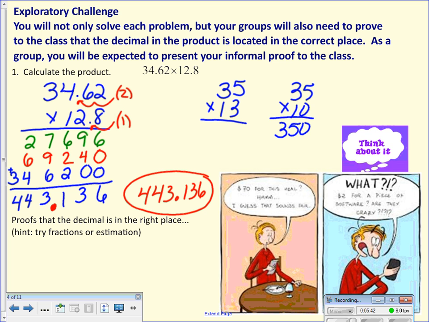Now, is this more reasonable? Is 350 in the same range as 443? Yes, they're not that close, but they're both in the hundreds. If it was 4,000 and then I got 350, those would not be reasonable. You could always convert your decimals to fractions and multiply, but that's still a lot of work. Okay? So this was just our basic review of multiplying decimals.